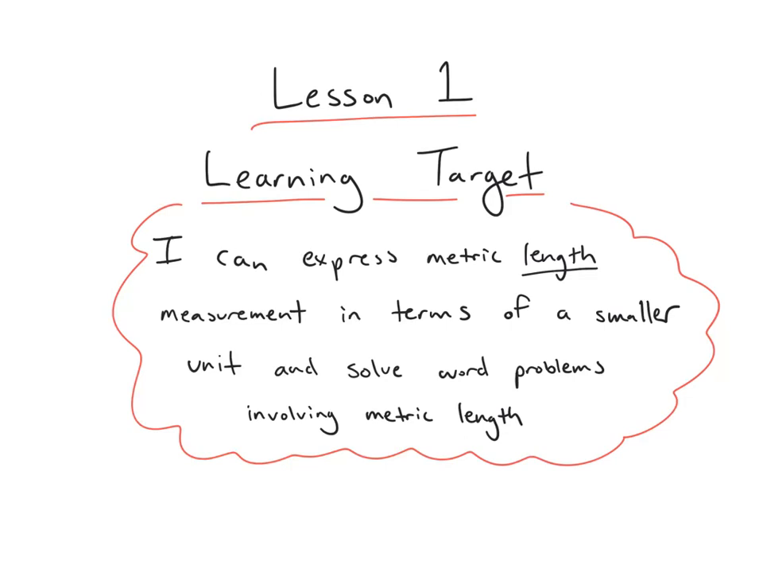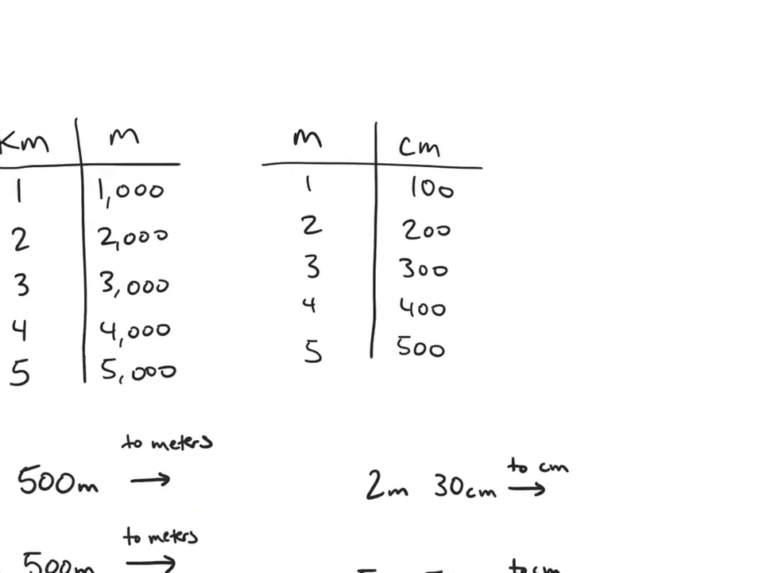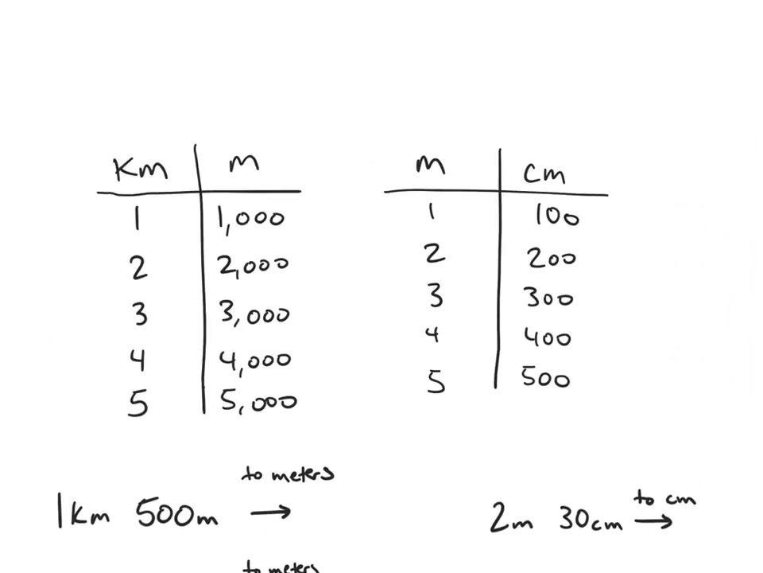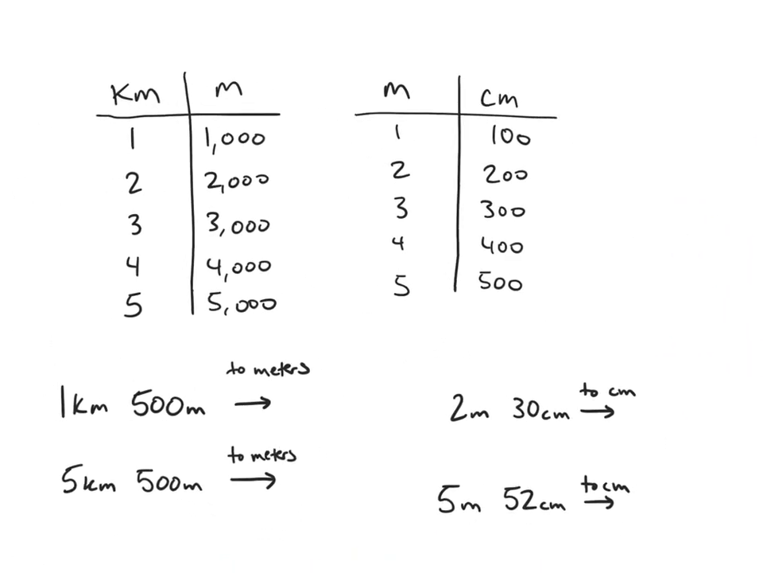So in class, we talked about the different metric length measurements that we'll be using: centimeters, meters, and kilometers. This lesson is going to be mostly about how we can convert larger metric length measurements to smaller units, and then also looking at how we can do addition and subtraction with metric length measurements. So we're going to quickly review the relationship between some of our metric length measurements before we do a little bit of converting.